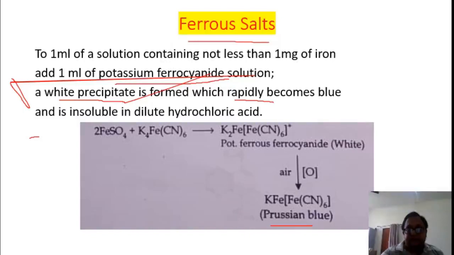Now, the question arises why this white precipitate changes again into blue. It is due to oxidation. Ferrous ion is getting oxidized into ferric ion, and this precipitate is insoluble in dilute hydrochloric acid.